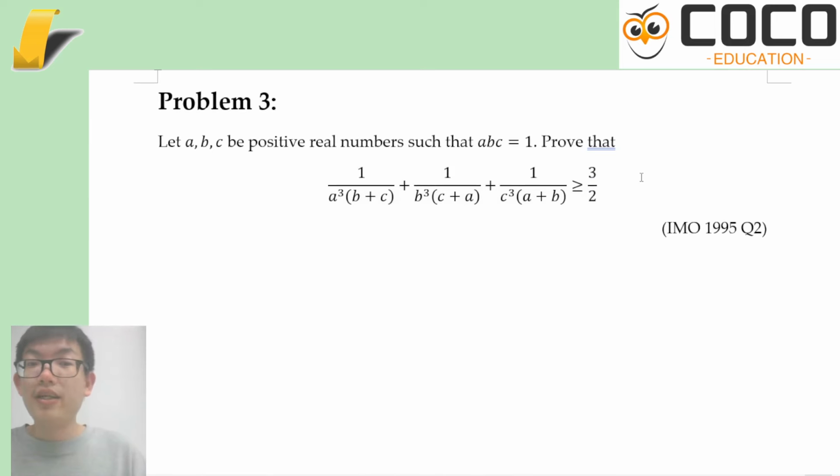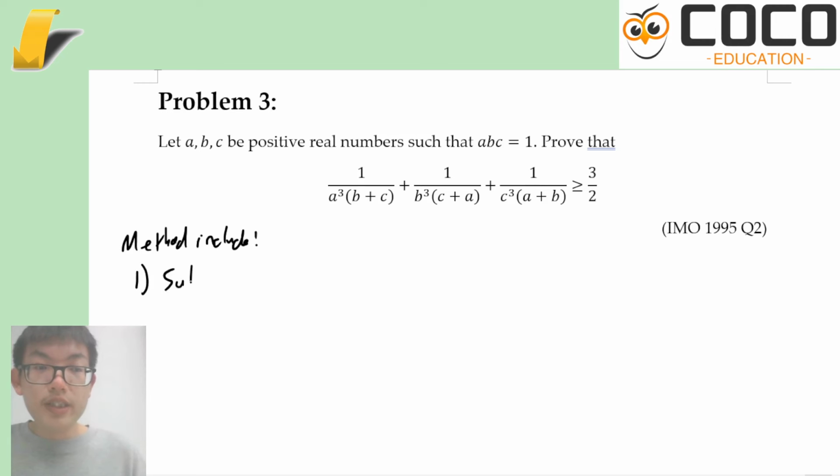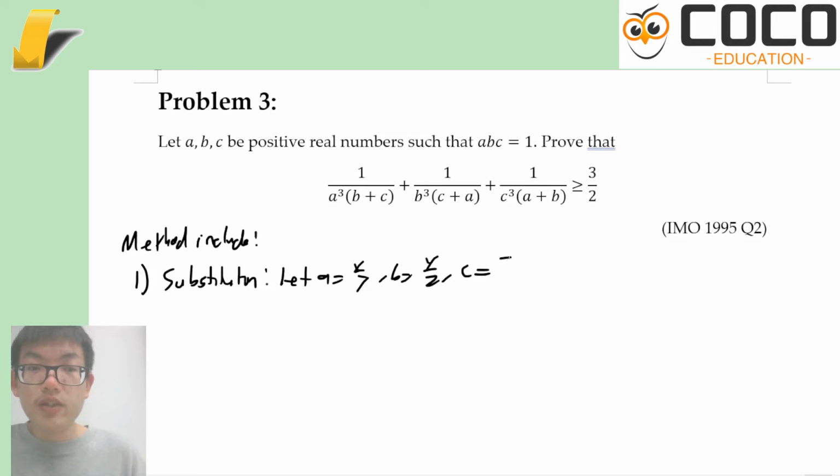Now, this is another IMO question that is pretty famous. It's pretty famous because it has been solved in a bunch of different ways. The methods include substituting, like a equals x over y, b equals y over z, c equals z over x. This is method number 1. After you do that, then things will turn out to be not too bad. You can use AM-GM or you can go ahead.